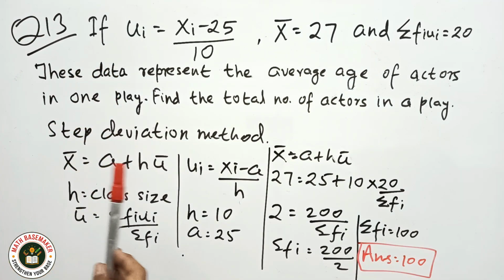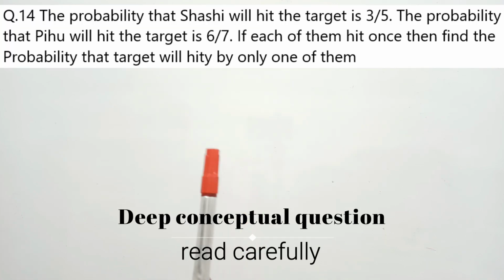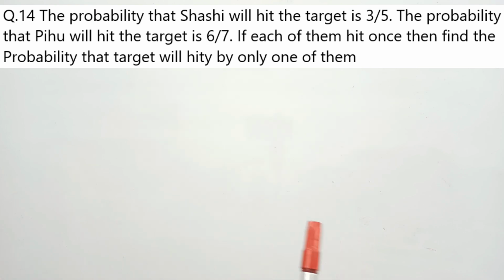So for the competency based question, you have to recall all the concepts. Now come to the next question, number 14, from probability. The probability that Shashi will hit the target is 3 upon 5. On the other hand, the probability that PU will hit the same target is 6 upon 7. If each of them hits once, then find the probability that the target will be hit by only one of them.